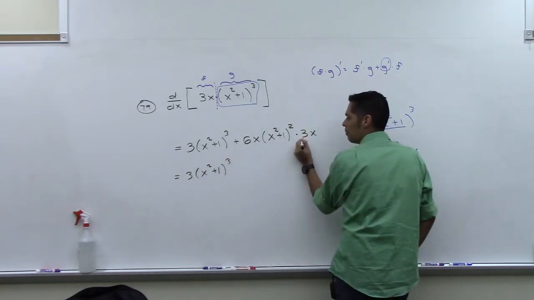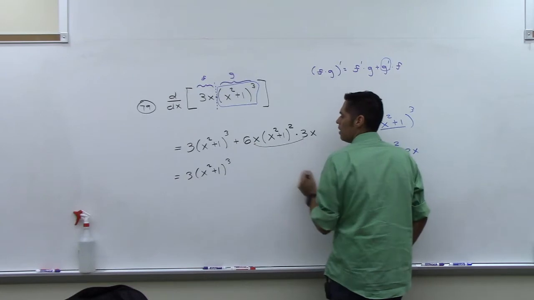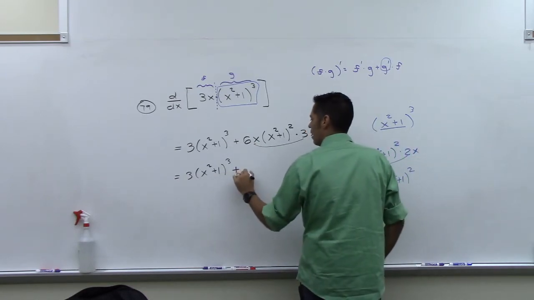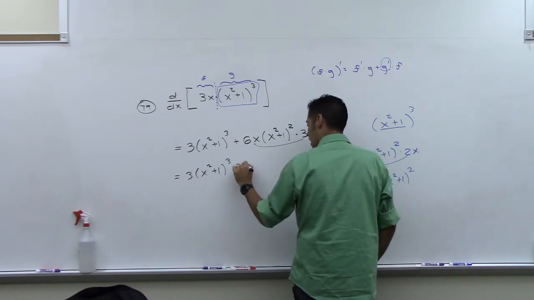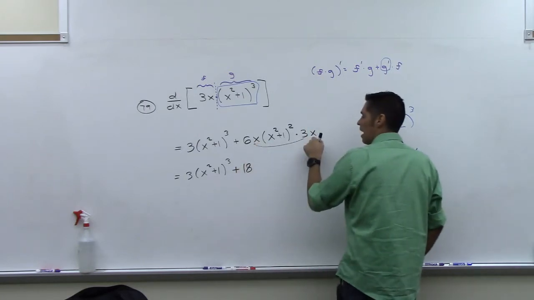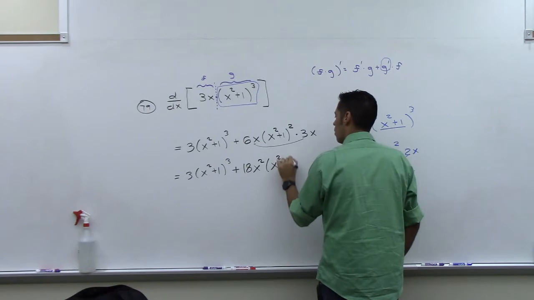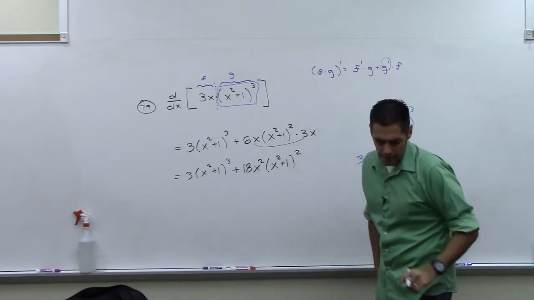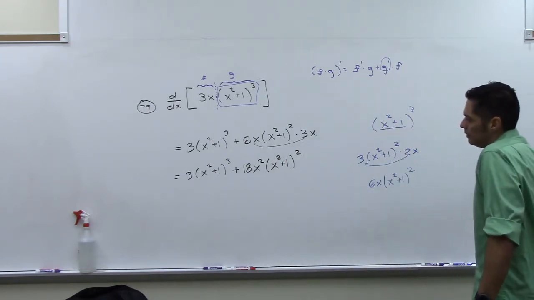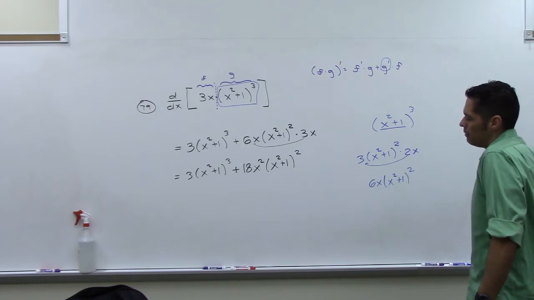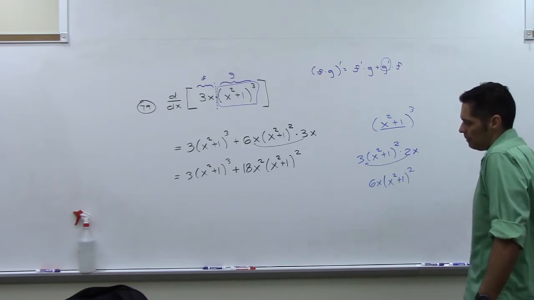And notice here we could bring this 3x up to the front. That would become plus 3 times 6 is 18. And then we have x and x, so that's going to become x squared. And then we already had x squared plus 1 squared. And that's good enough. They might go a little further, but I think that's good enough for what we're doing.